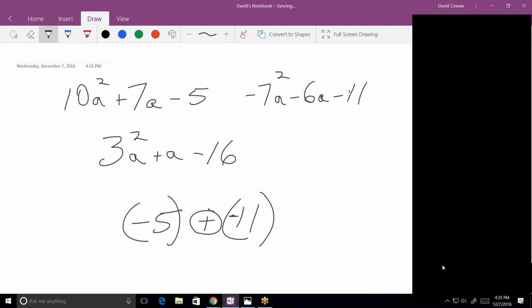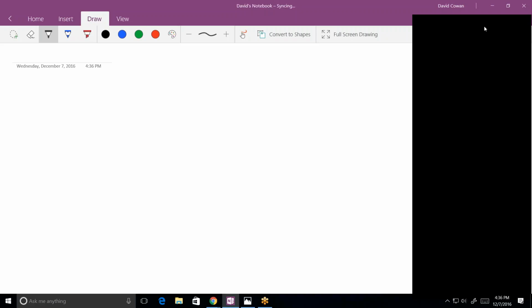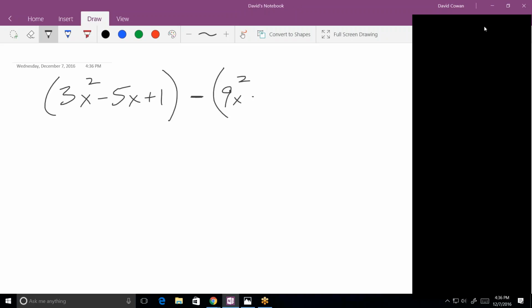Do you happen to have one that has a minus sign in front of the second? I do. Good. Let's do that one because that's the only one that's going to be tricky for you. It's parentheses 3x squared minus 5x plus 1, parentheses minus parentheses 9x squared minus 3x minus 1.